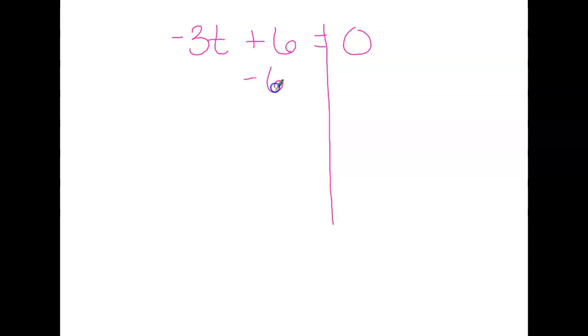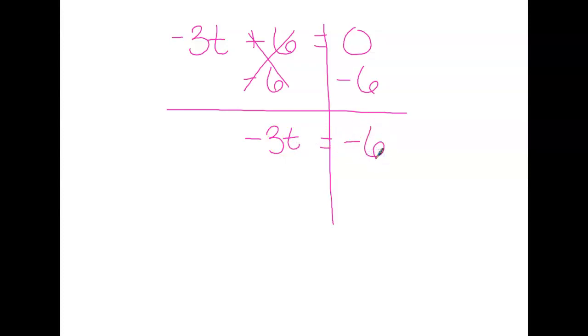All right, next problem. We have negative 3t plus 6 equals 0. Okay, I always work on the side that has the variable. So I have negative 3t plus 6. I need to get rid of that plus 6. So I'm going to subtract 6. Subtract 6. This makes a 0 pair. I'm left with negative 3t equals, if I have nothing and I take away 6, I have 6 negatives, or negative 6.